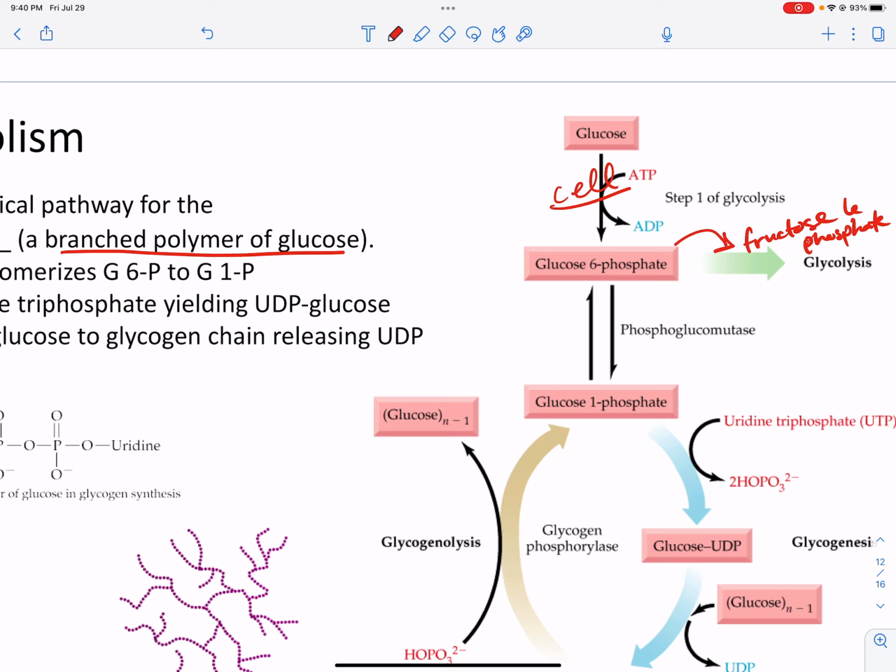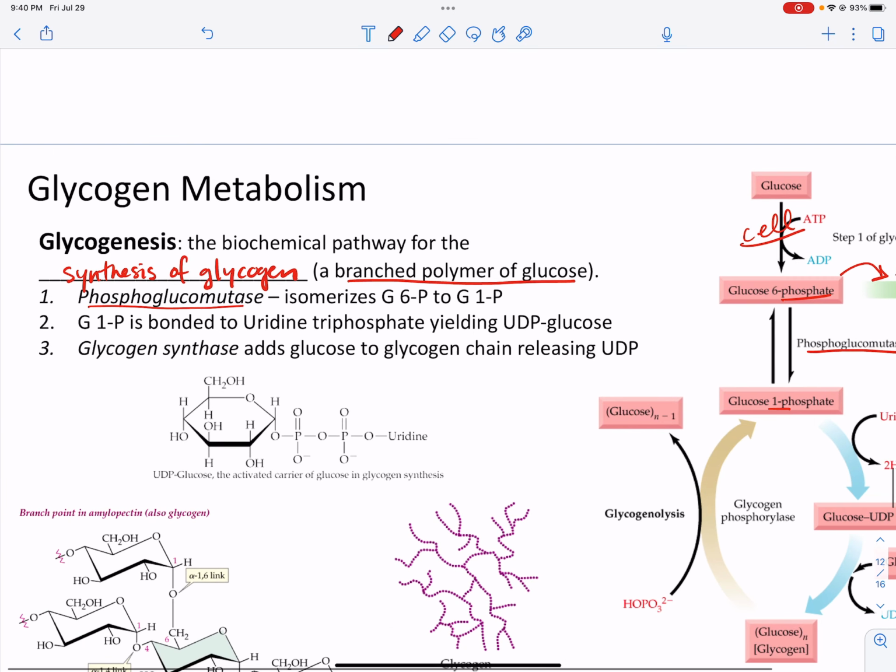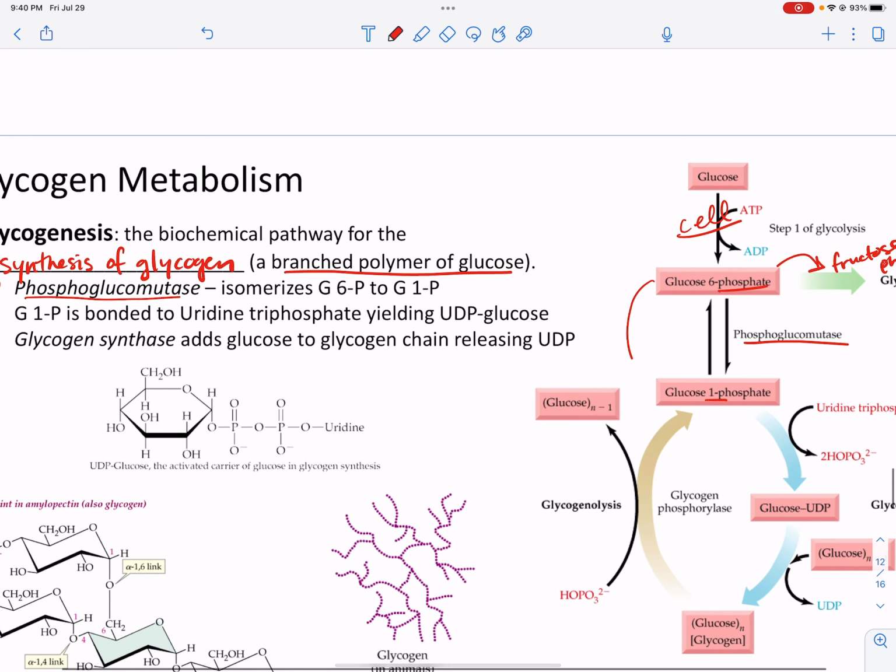But glucose 6-phosphate could have another fate where this enzyme right here, phosphoglucomutase, converts it to glucose 1-phosphate. So all we're doing is moving the phosphate group from carbon 6 to carbon 1. That's what those numbers indicate. So that's what you read over here. Phosphoglucomutase isomerizes G6P, glucose 6-phosphate, to G1P, glucose 1-phosphate. So we're going to move that phosphate group around. It was on this carbon, and now we've moved it to carbon 1.